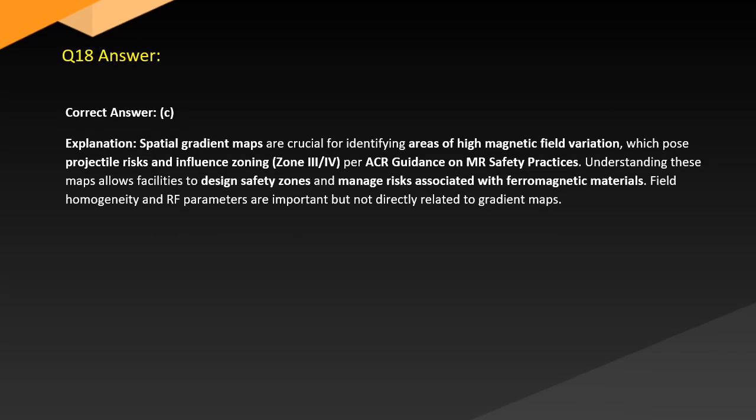Answer. Correct answer C. Explanation. Spatial gradient maps are crucial for identifying areas of high magnetic field variation, which pose projectile risks and influence zoning per ACR guidance on MR safety practices. Understanding these maps allows facilities to design safety zones and manage risks associated with ferromagnetic materials. Field homogeneity and RF parameters are important but not directly related to gradient maps.